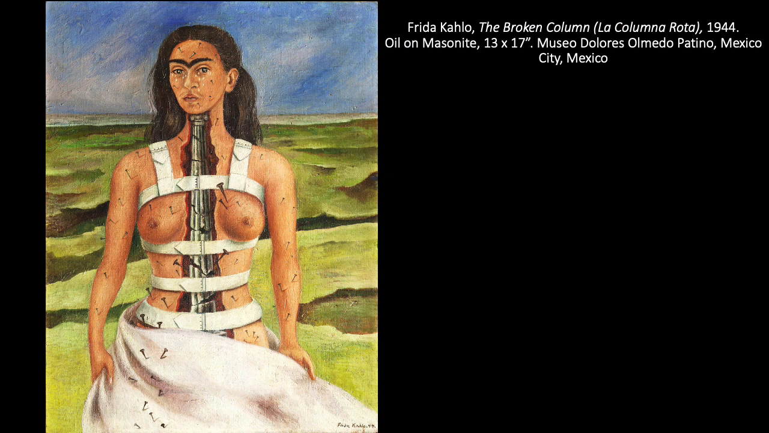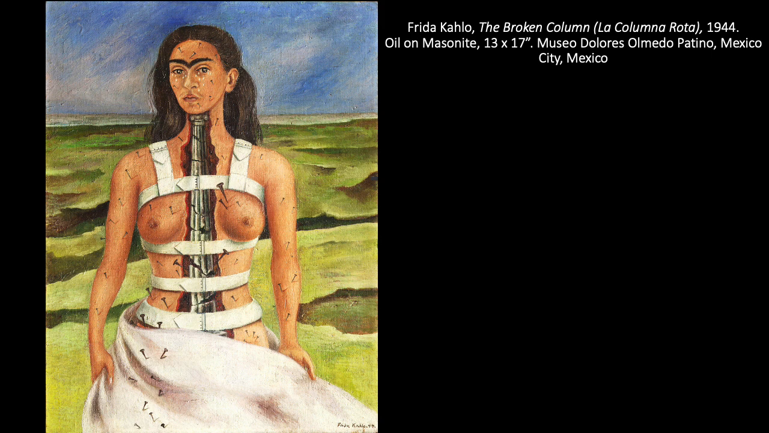Kahlo's 1944 self-portrait titled The Broken Column is perhaps one of her most powerful and emotionally charged works. It serves as a clear metaphor of the physical and emotional pain that she experienced throughout her life and as a testament to her strength and resiliency. Kahlo's figure fills the majority of the composition, and while her facial expression is once again stoic, her eyes, which are emphasized by her darkened monobrow, express her suffering and tears spill onto her cheeks.